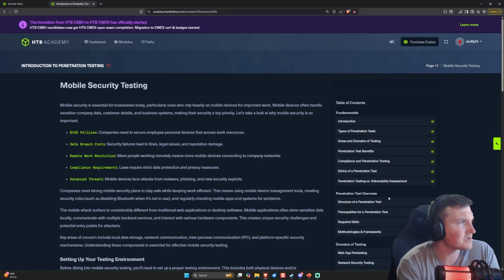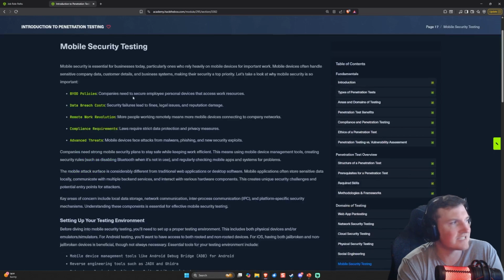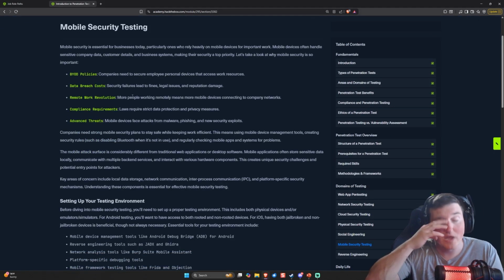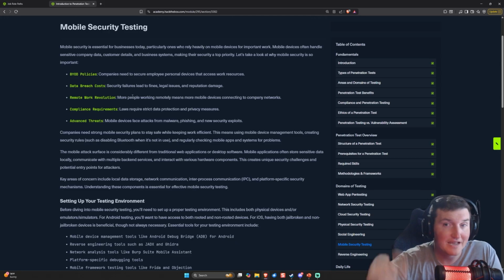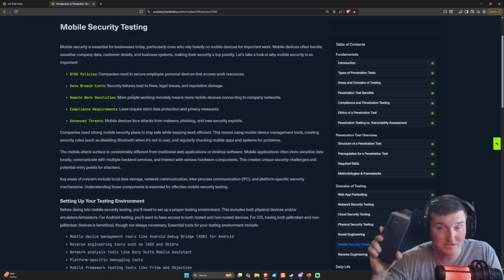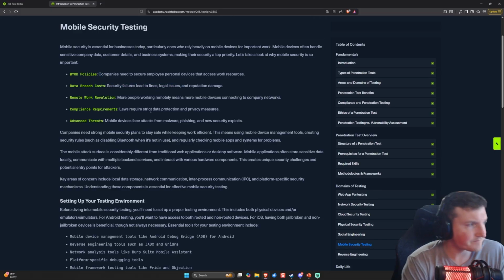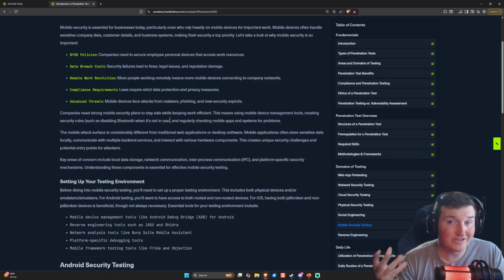All right. Mobile security. Back to where we're talking about. So mobile security testing is essentially for any business today, particularly one that relies heavily on mobile devices. Mobile devices often handle sensitive company data. So you notice they're talking about mobile security testing, not mobile OS penetration testing. What they're talking about is assessing the mobile security of your company, not actually trying to break into this phone necessarily. So you have your BYOD policies. Companies need to secure your own devices, data breach costs, remote work revolution, blah, blah. All they're saying is, what can we do to protect your device?